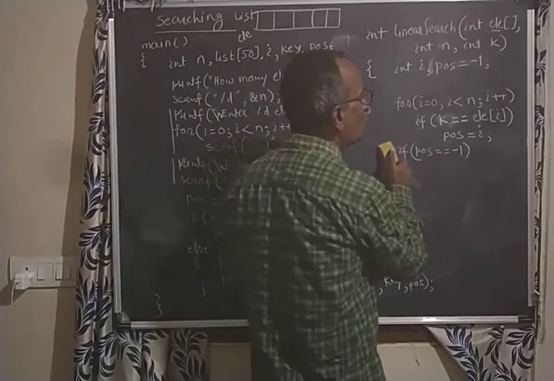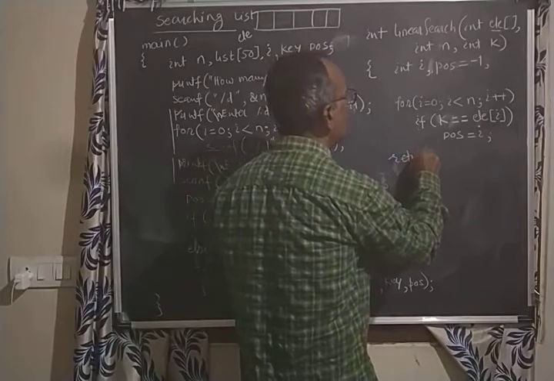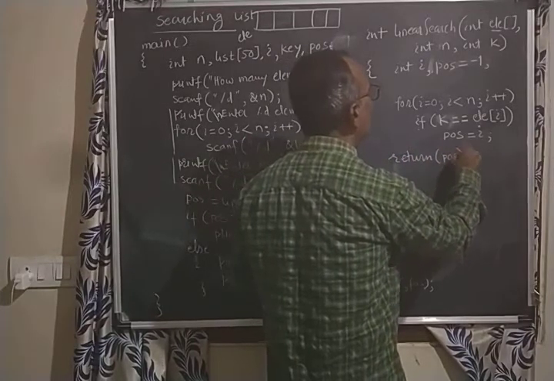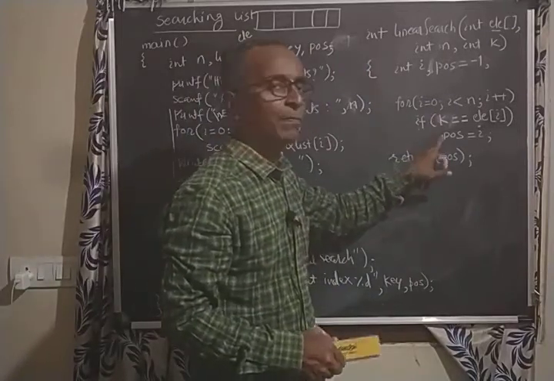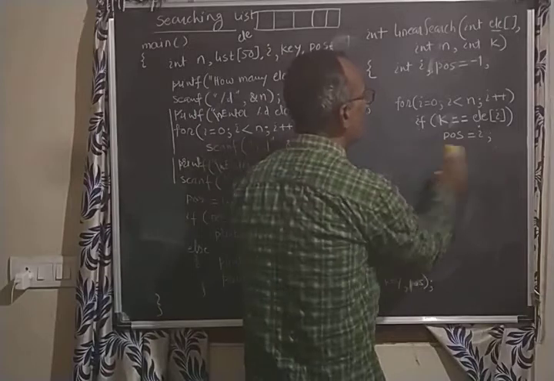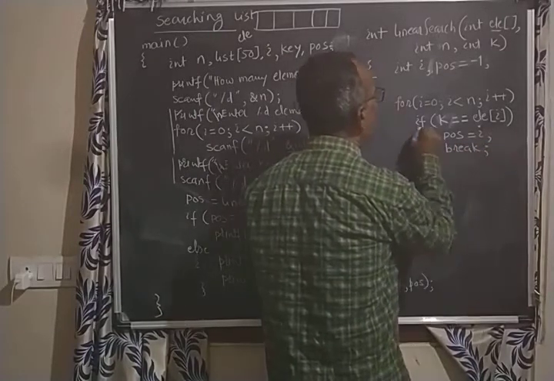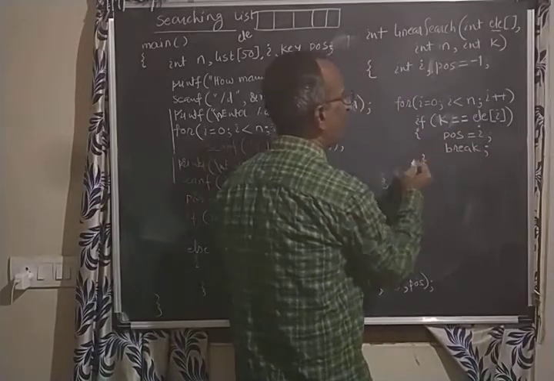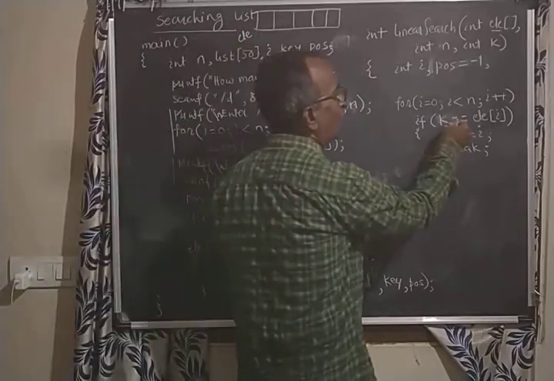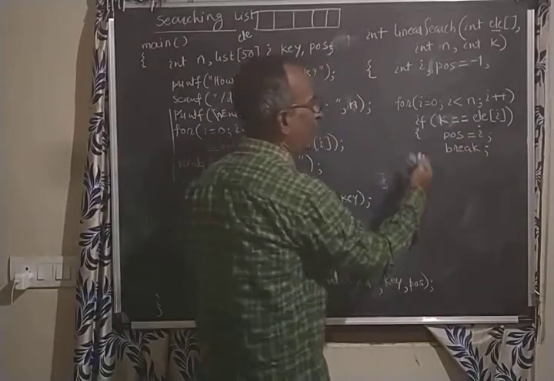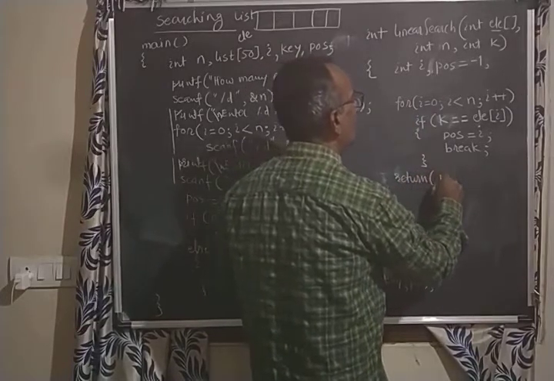When it comes out, if I write here return position, will it work? Directly this is outside. If it is successful, here you have to break this loop. If it is a successful search, this for loop contains one control structure: when the element is found, position is set and break. Break means it will come out, and then you can return this position.